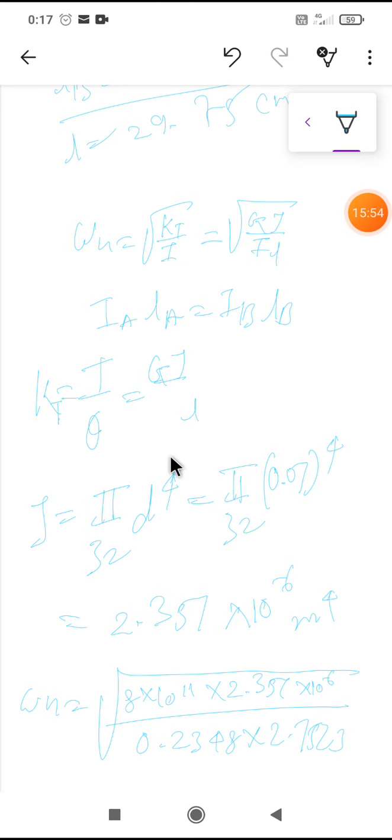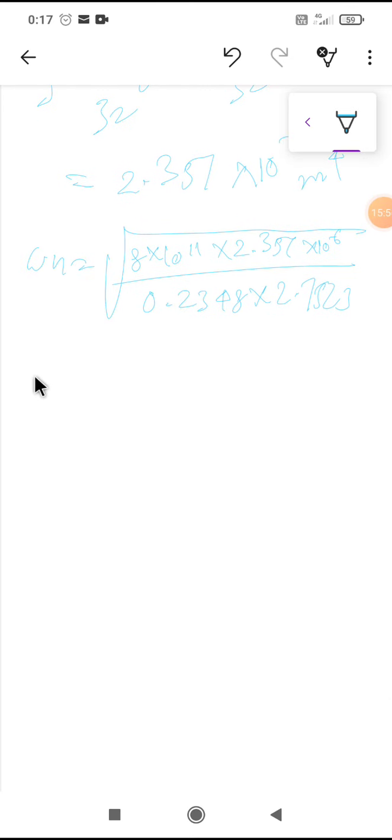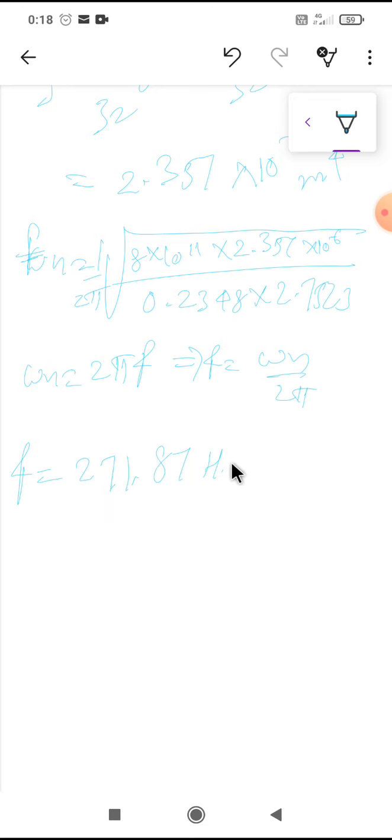But here we have to find the frequency. So omega n, as we know, is twice pi f. So if I want to find f, f will be equal to omega n by twice pi. So f will be equal to this value divided by 2 pi. So the value of f will be 271.87 hertz. This is the frequency of torsional vibration.